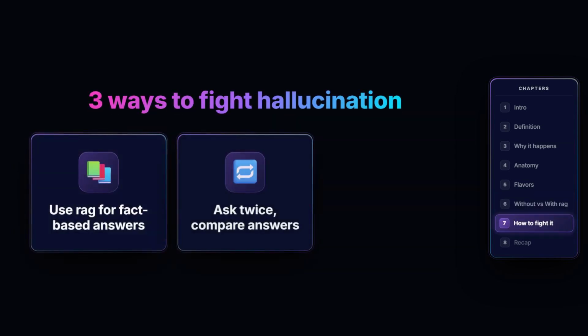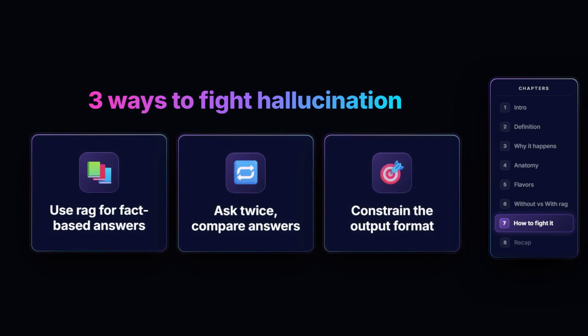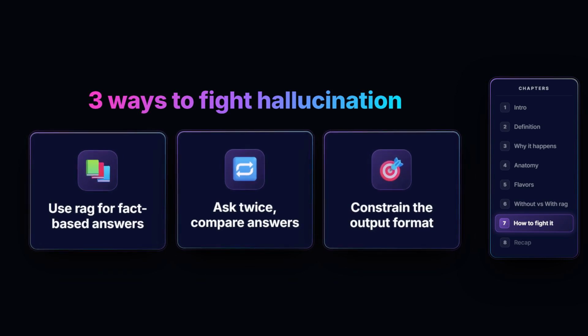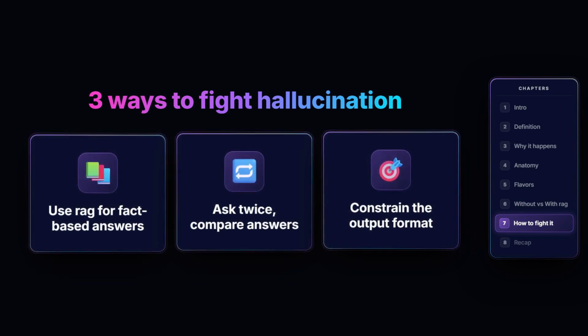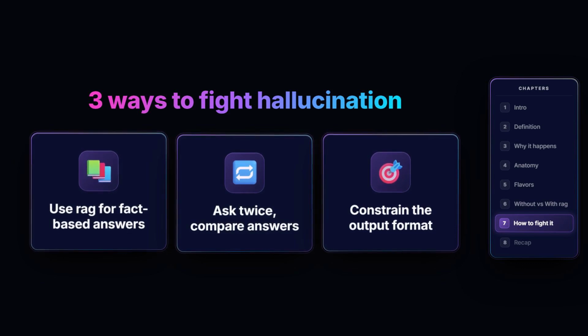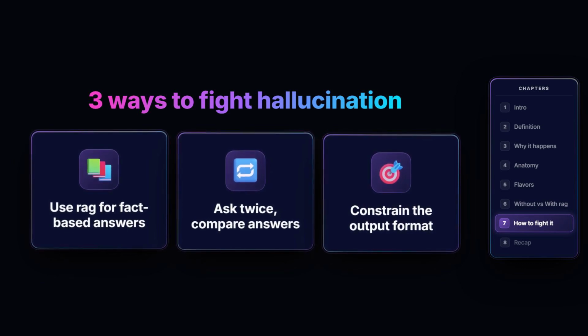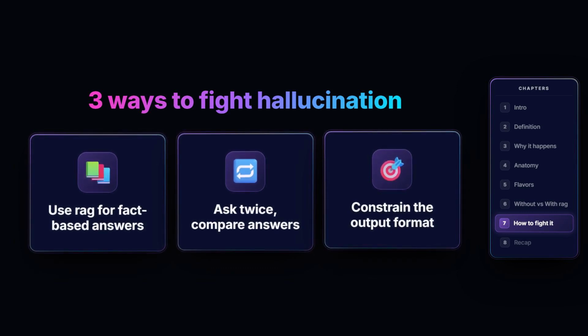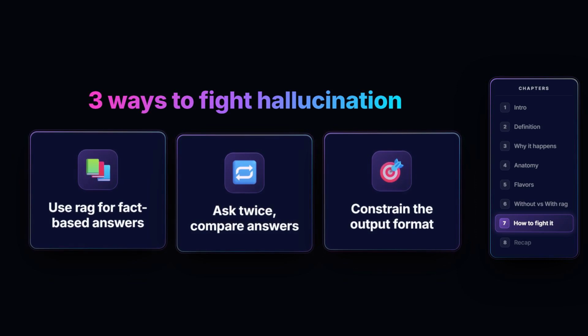3 ways to fight hallucination in your own apps. Use RAG whenever the answer must be grounded in real facts. Ask the same question twice and compare. If the answers contradict, the model is guessing. And constrain the output format. JSON with required fields gives the model less room to drift.